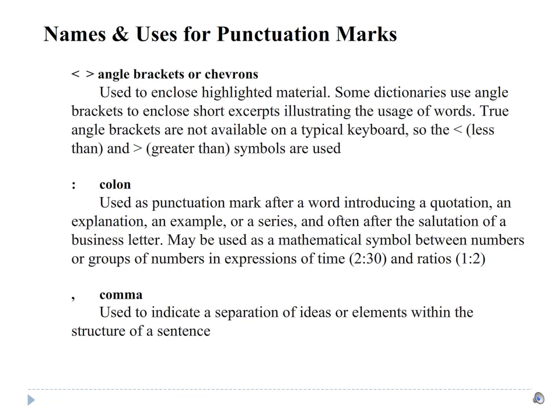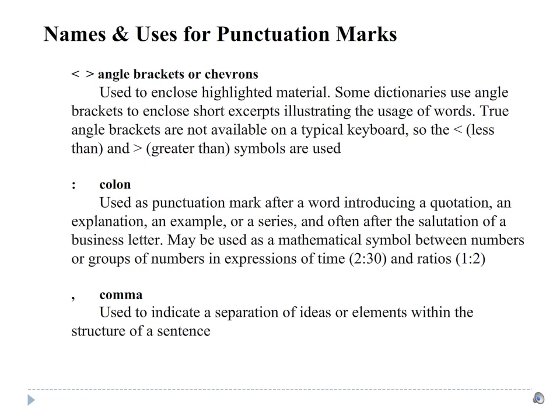Angle brackets or chevrons are used to enclose highlighted material. Some dictionaries use angle brackets to enclose short excerpts illustrating the usage of words. True angle brackets are not available on a typical keyboard, so the less than and greater than symbols are used. A colon is used as punctuation mark after a word introducing a quotation, an explanation, an example, or a series, and often after the salutation of a business letter. It may be used as a mathematical symbol between numbers or groups of numbers in expressions of time and ratios.